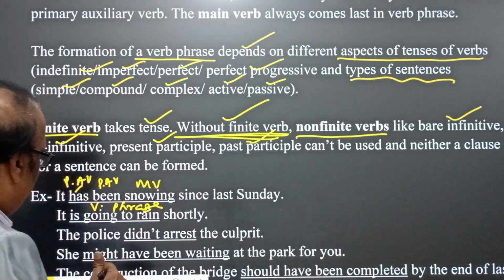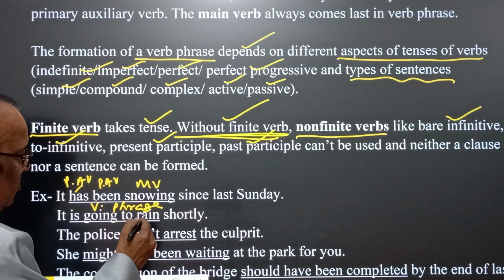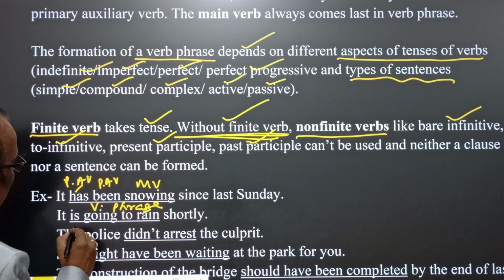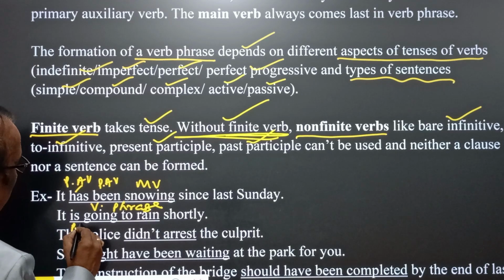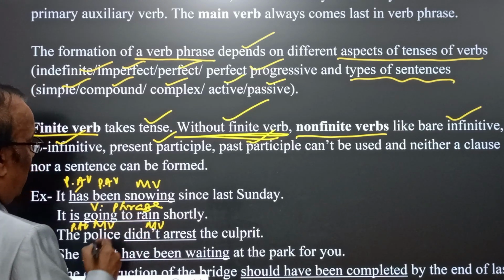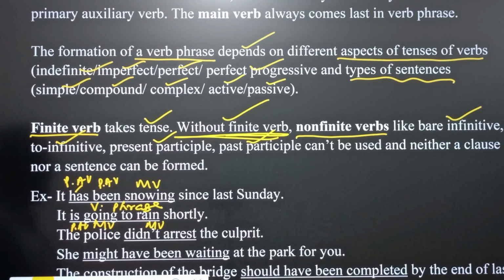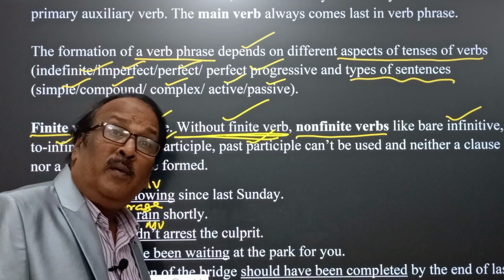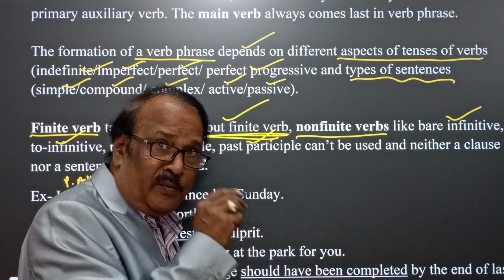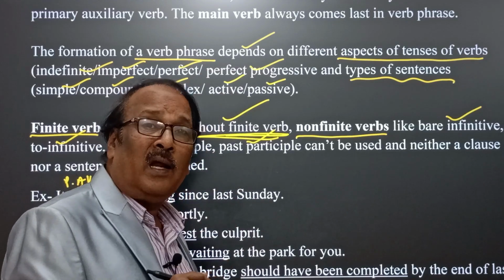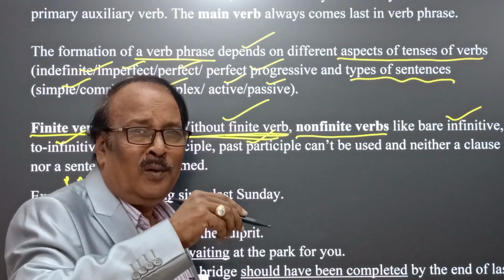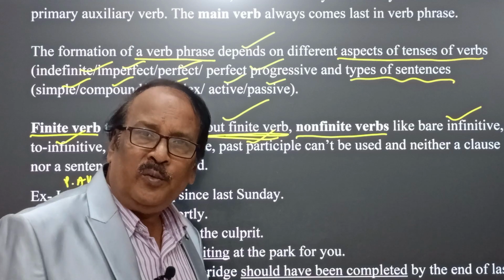Now come to the next idea. It is going to rain. Is here is a primary auxiliary verb, and to rain is a to-infinitive. It is going to rain shortly. It means it has not rained. The present weather condition indicates that it is going to rain shortly, I mean very soon. It means near future.